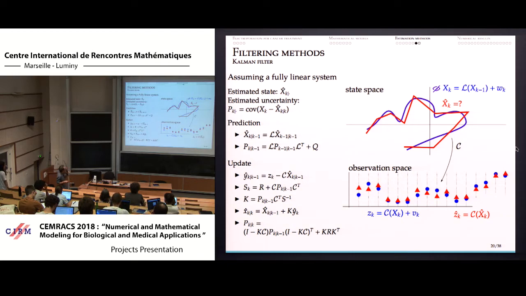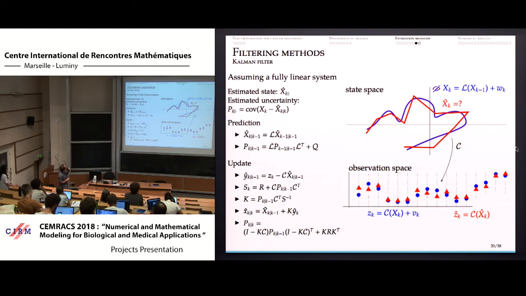The observations are in another space. For example, if you have position and velocity, you may only be able to observe position, for example with GPS.